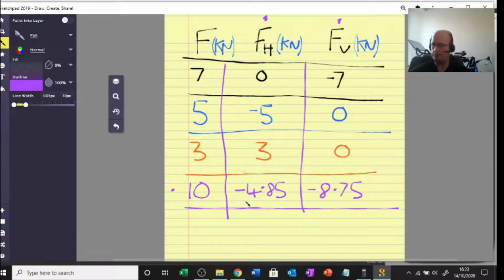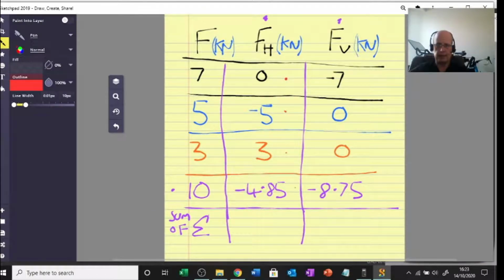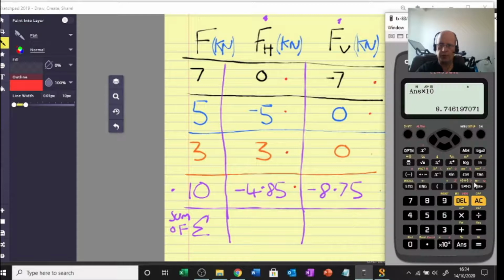What we've got to do now is add all these up, to see who's winning. So here we go. The sum of, that's a posh thing, all it means is add up. So I'm going to add this and this and this and this together, and then this and this and this and this together. Make sure you put in your negative numbers.